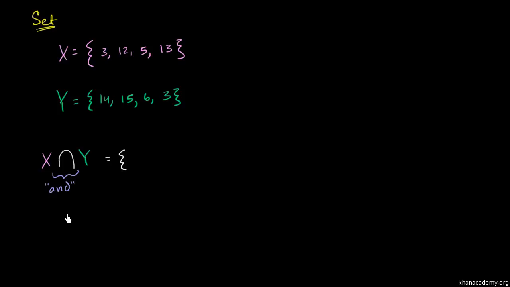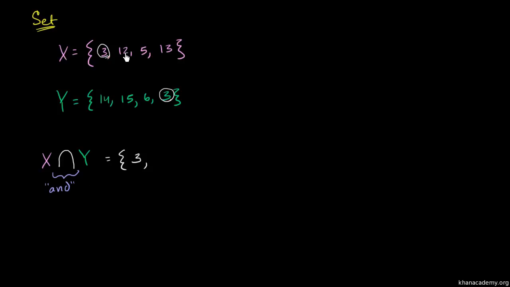So what are those things going to be? Well, let's look at both sets X and Y. The number 3 is in set X. Is it in set Y as well? Well, sure. It's in both, so it will be in the intersection of X and Y.